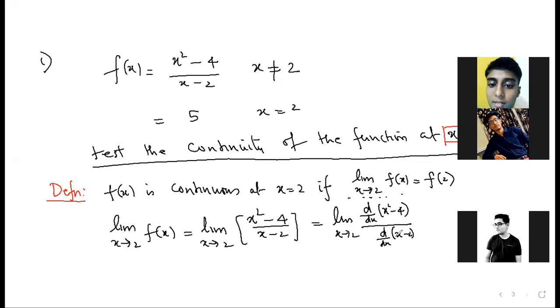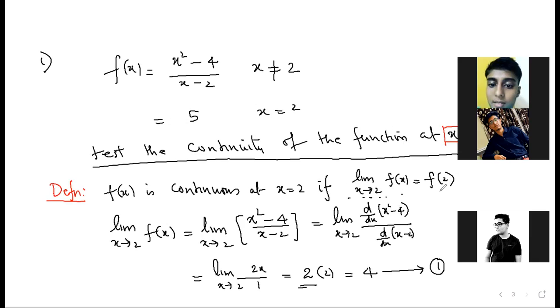Remember that we are not applying the division rule; we take the derivative of the numerator upon the derivative of the denominator. So what will your answer be? Limit x tending to 2, 2x comes here and 1 comes in the denominator. 2 into 2, so the answer is 4. So this is your equation number 1. So the left hand side value is 4.